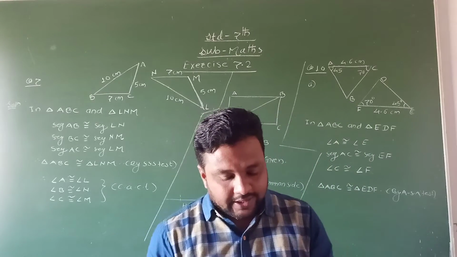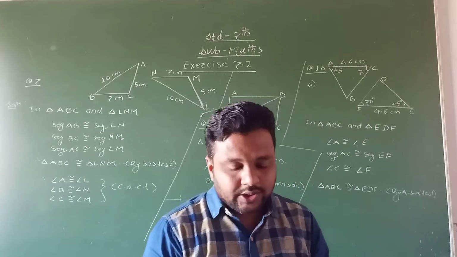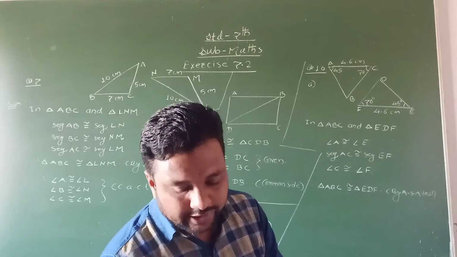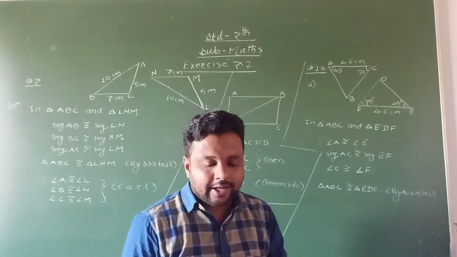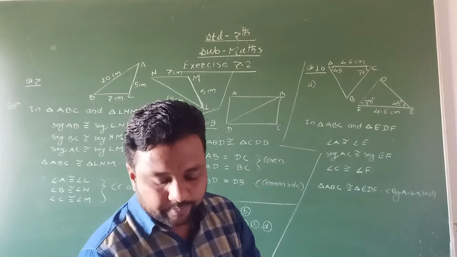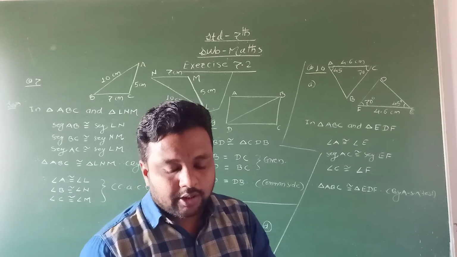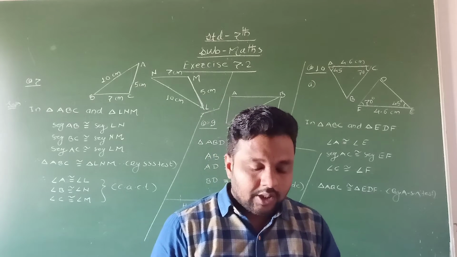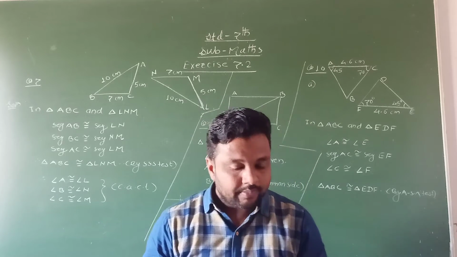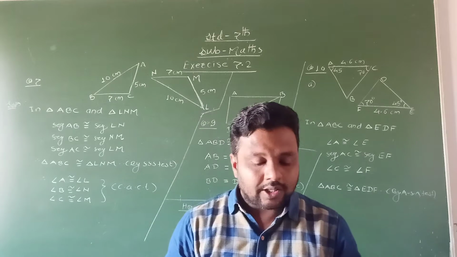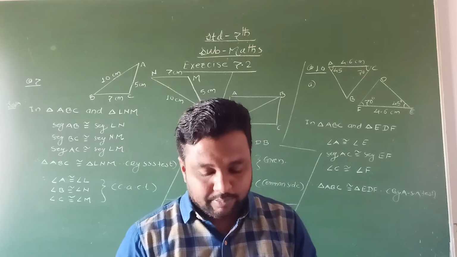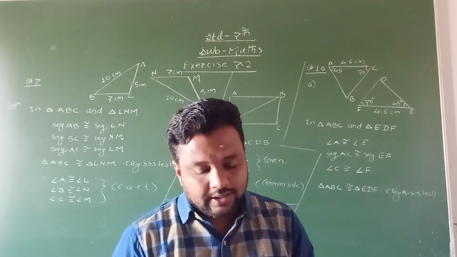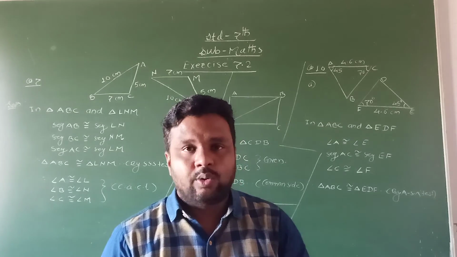See on page number 138, the question is given: in triangle ABC and triangle LNM as shown, AB is 10 centimeter, BC is equal to 7 centimeter, AC is equal to 5 centimeter, LM is equal to 5 centimeter, NM is equal to 7 centimeter and LN is equal to 10 centimeter. Then prove that corresponding angles are equal.